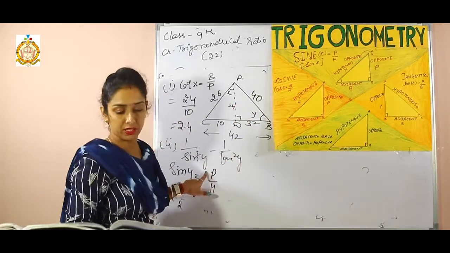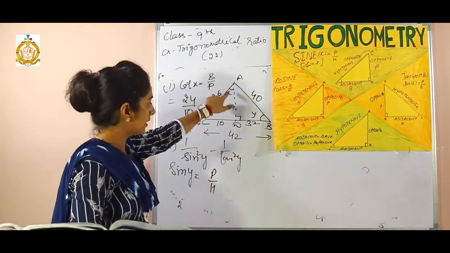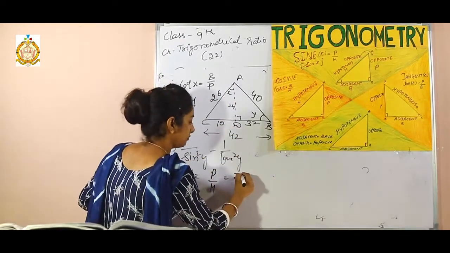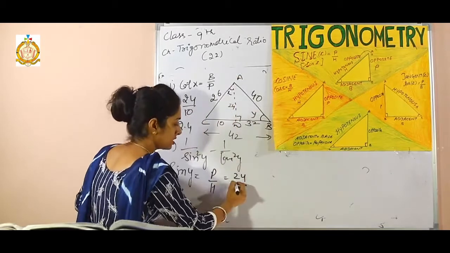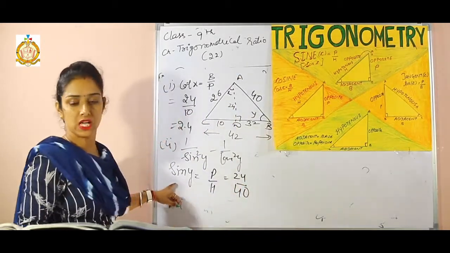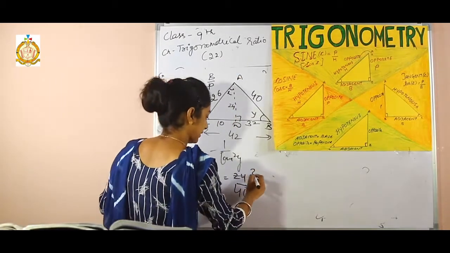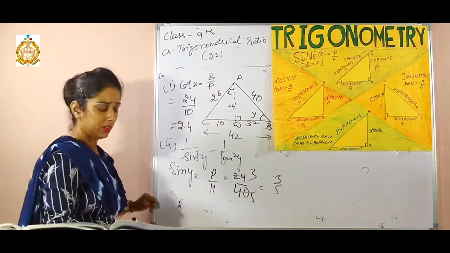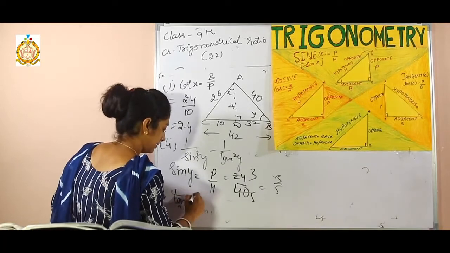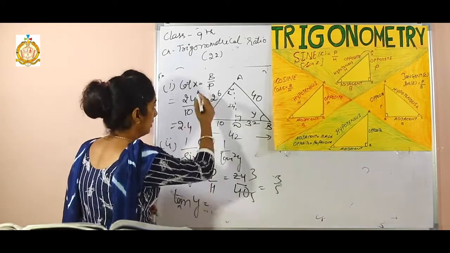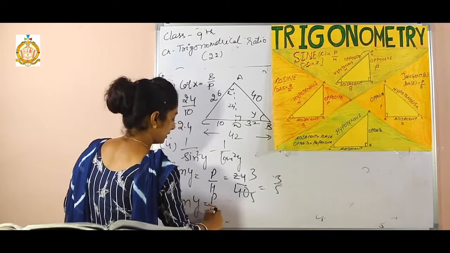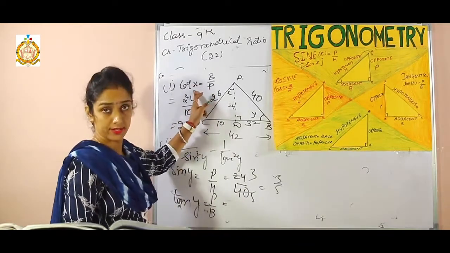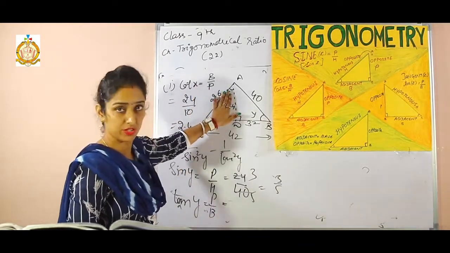Now what is a p? Here p is this, that is 24, and what is h? H is 40. This is the value of sin y. So after cutting, we get a 3 by 5. Now tan y is p over b, but here cot x is given, but it is related from this figure.